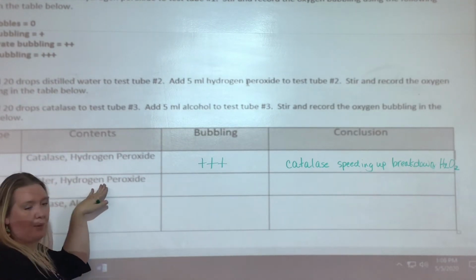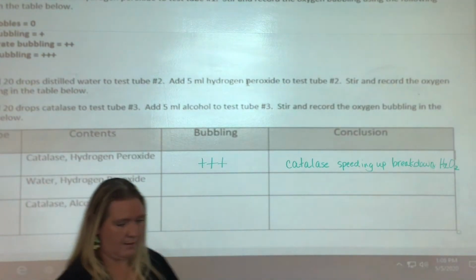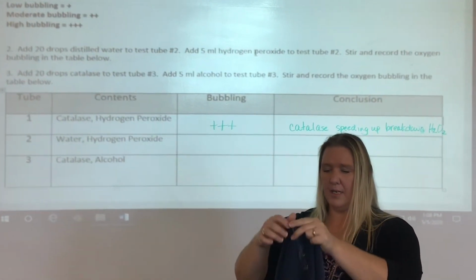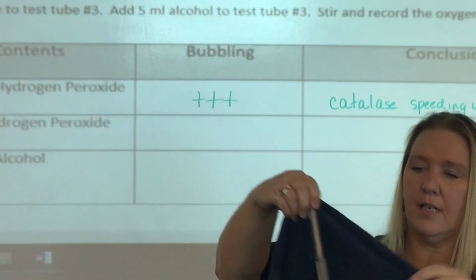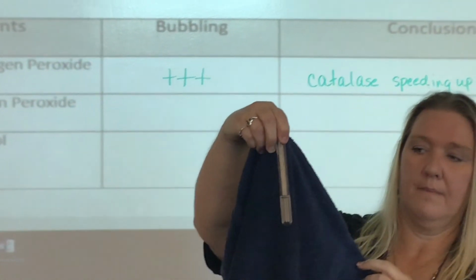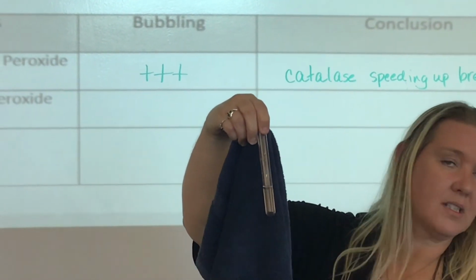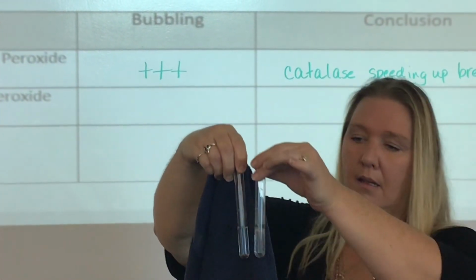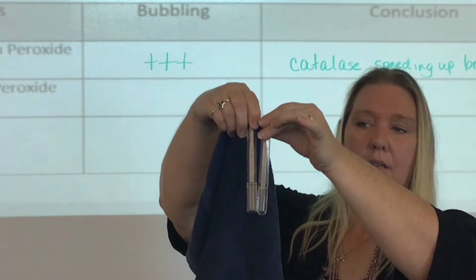If we put hydrogen peroxide and water together, we're not seeing any bubbles. It just looks like a clear liquid, compared to the one that's bubbling.